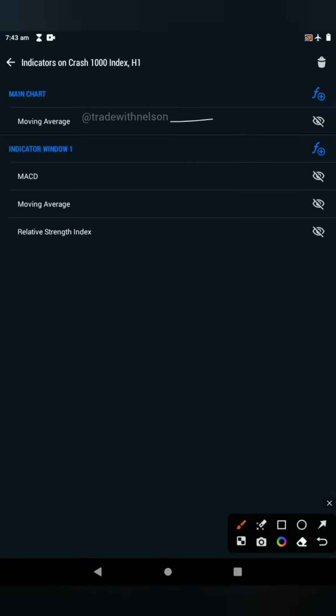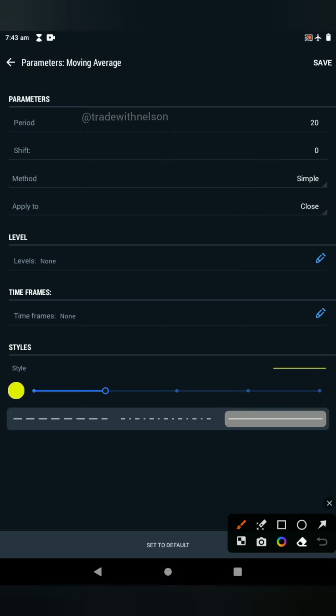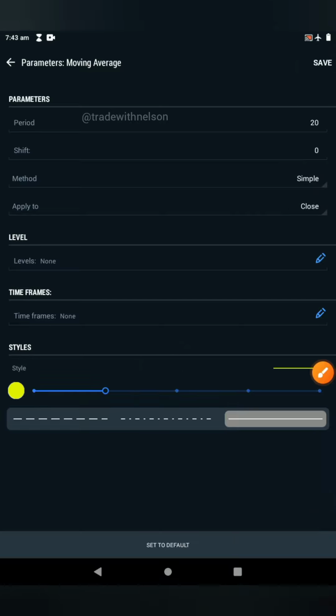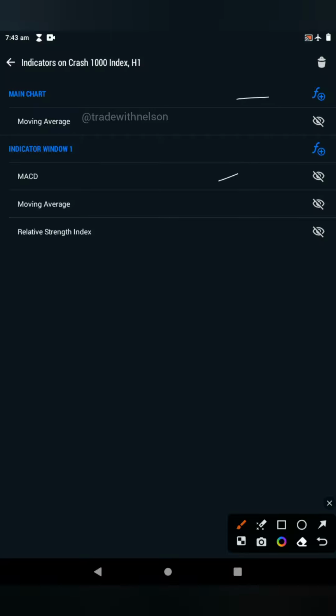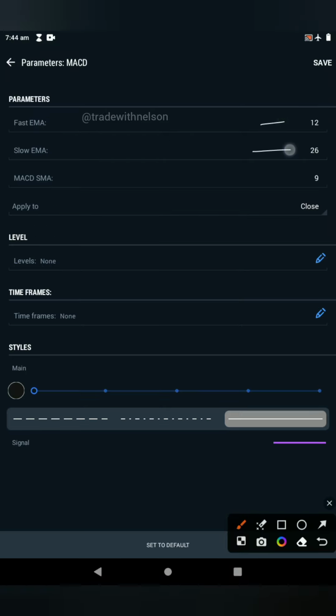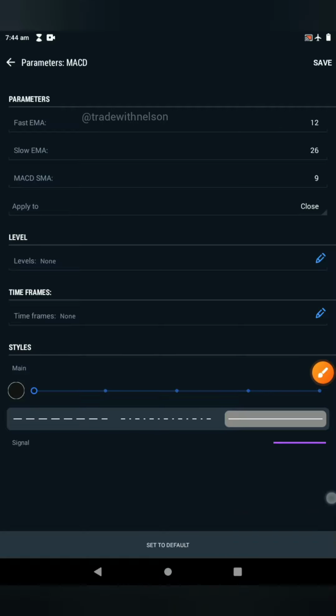To select the moving average, click on the F icon on the main chart and search for moving average. Make the period 20, shift 0, method simple, apply to close. For the styles, make it a color of your choice, pixel of your choice. After that, click on save. For the MACD, click on the F icon on the main chart and search for MACD. Make the fast EMA 12, slow EMA 26, MACD SMA 9, apply to close. For the main style, make it the color of your background. For the signal style, make it a color of your choice. After that, click on save.